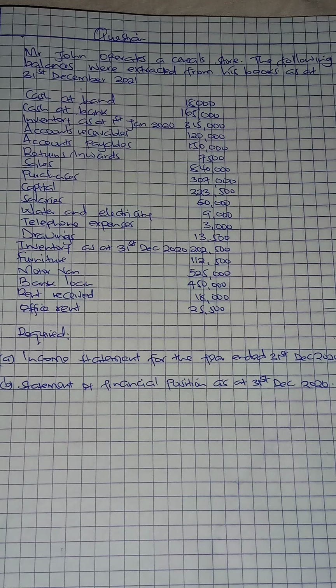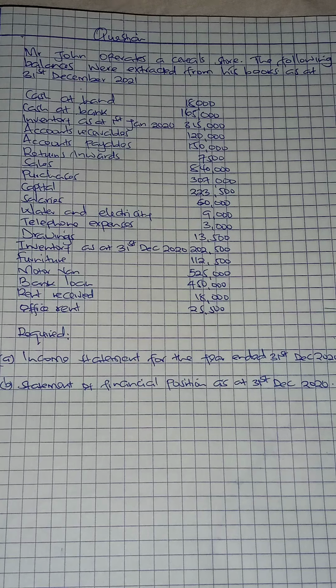We have Mr. John, who operates a cereal store. The following balances were extracted from his books as at 31st December 2021. That is where I'm reading. Then we have the illustration. Those are the balances that were provided.